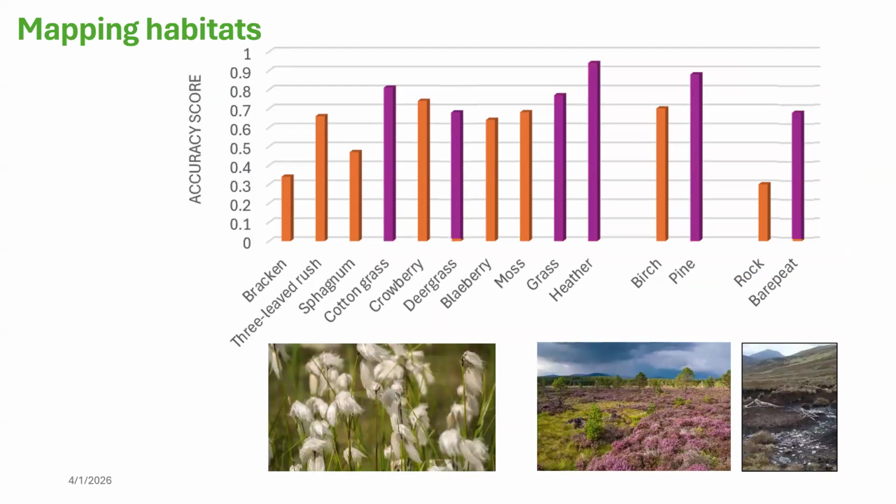Without going into any detail, I'm just going to show you how this can map out at 10-meter resolution the cover of a few things. So I'm just going to show you heather, and then these bog plants, cotton grass and deer grass, and then bare peat. Next one, please.